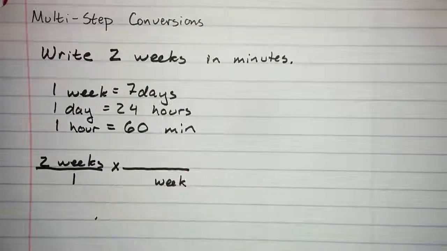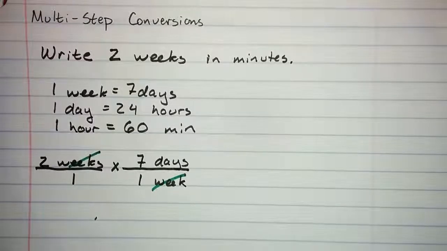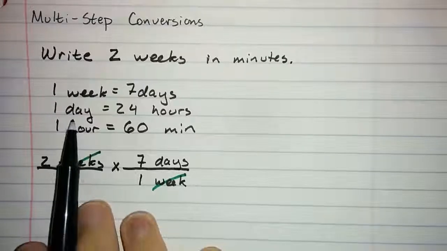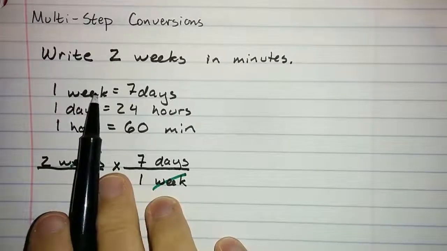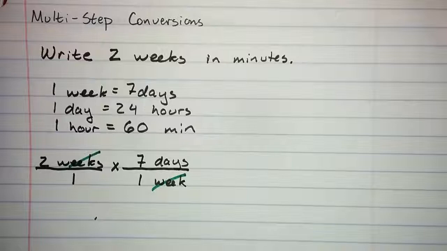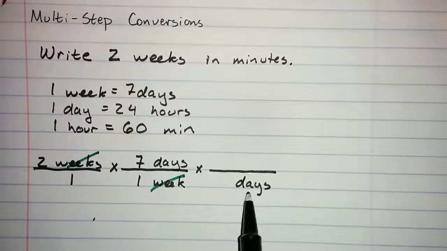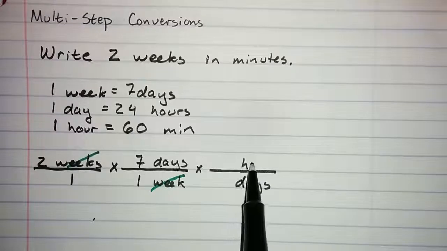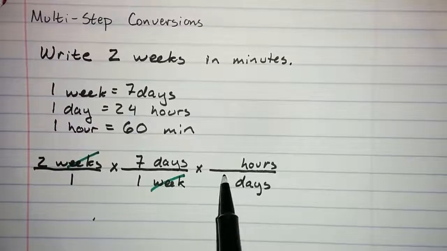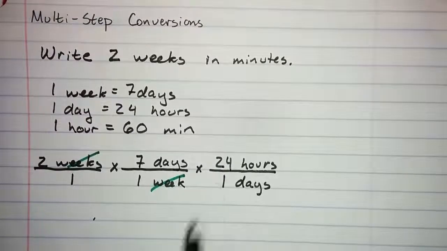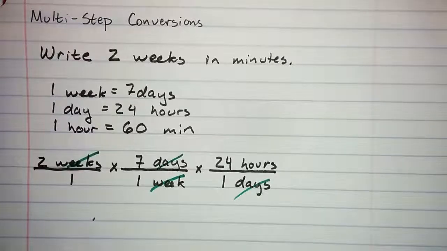But I can get to a smaller unit, days. So now I'm rid of weeks. I've got a number of days. Now from days I could go back to weeks, but that's a bigger unit. I don't want that. Or I could go down to hours. Hours must be the way to go. So I want to get rid of days. And I guess I'm stuck bringing in hours. 1 day is 24 hours. So days are going to cancel.